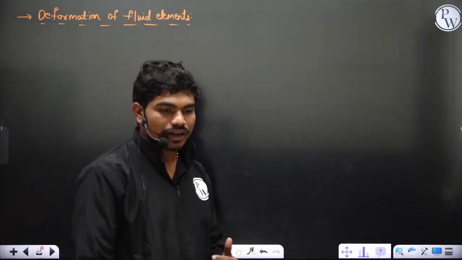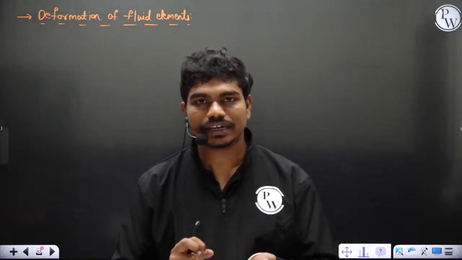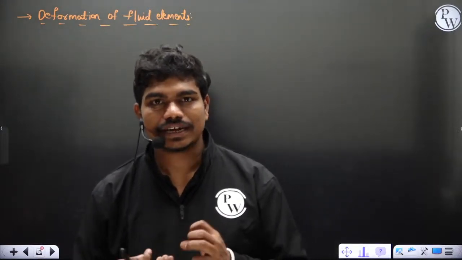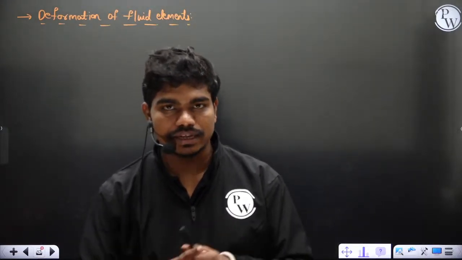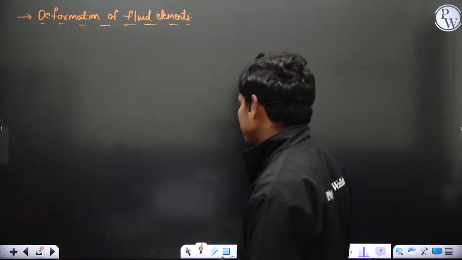Now, till now what we have focused on is the movement of the particles, but we have never worried about the twisting of the particles. But sometimes fluid layers can get twisted, the fluid volumes can get twisted. So we will see how these things can happen.